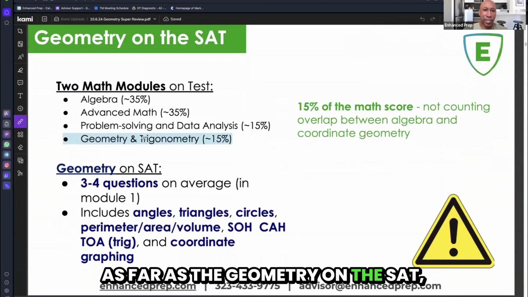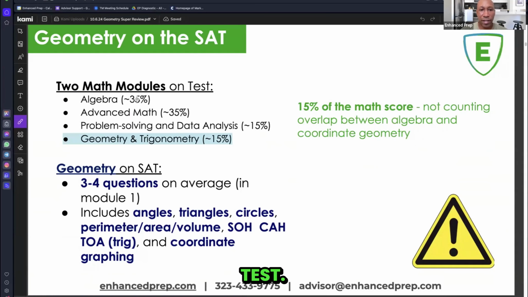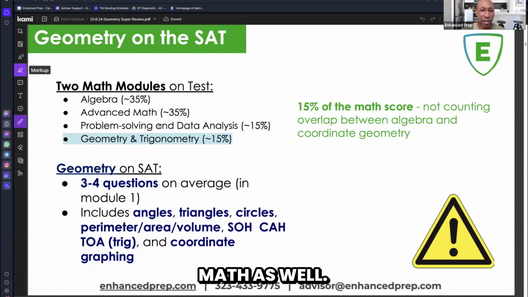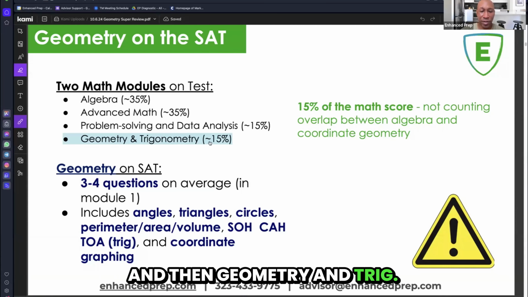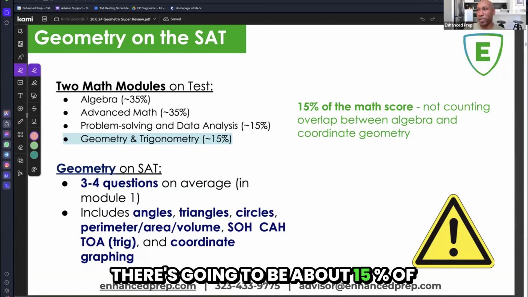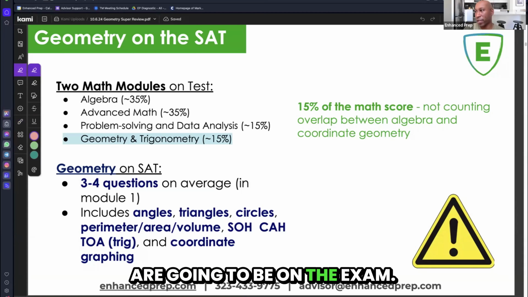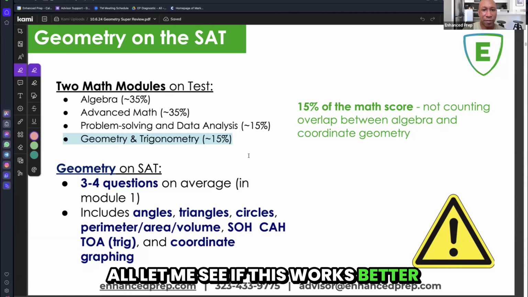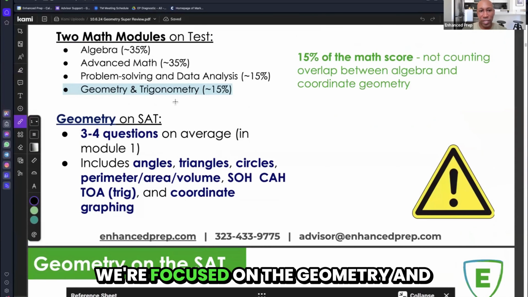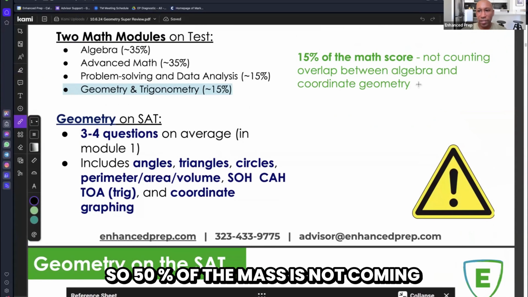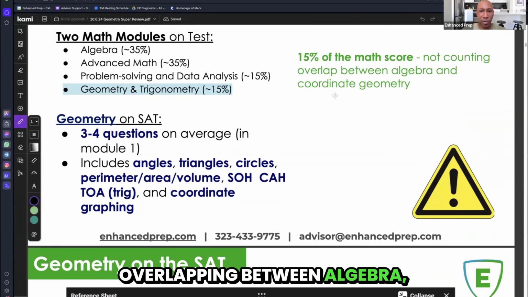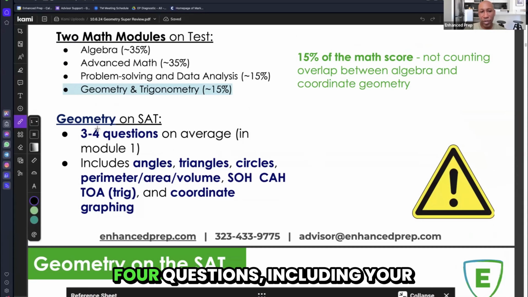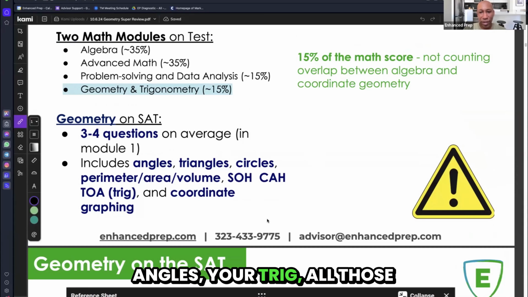As far as the geometry on the SAT, there are two math modules on the test. 35% is going to be algebra based. Then you're going to have advanced math, problem solving and data analysis, and then geometry and trig. There's only going to be about 15% of geometry and trig questions on the exam. So we really want to make sure that we're focused on the geometry and trig. 50% of the math is overlapping between algebra and coordinate geometry. As far as geometry on the SAT, there are going to be around 3 to 4 questions, including your angles, your trig, all those different portions.